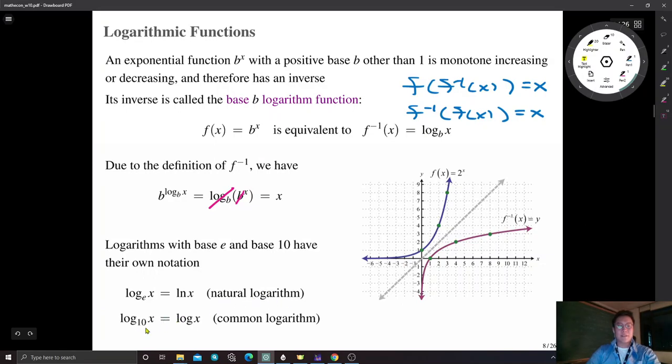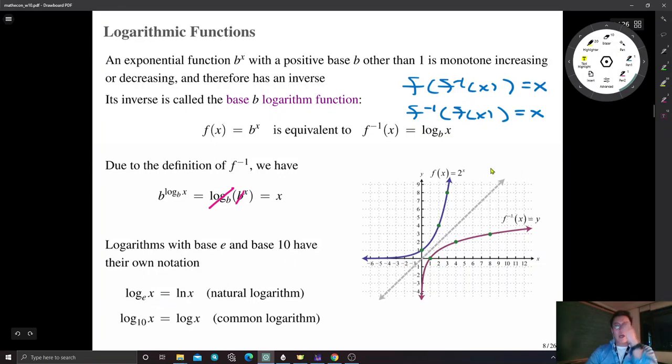And when the base is 10, we often omit that base, and that is commonly used, so this is called the common logarithm. So log without any base of x is log with base 10 of x, and ln x is the logarithm with base e of x.